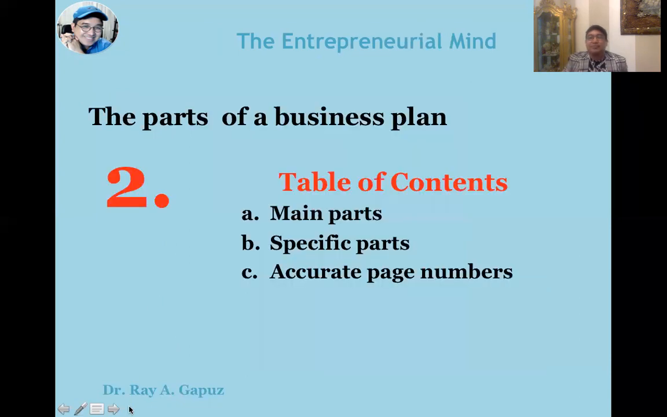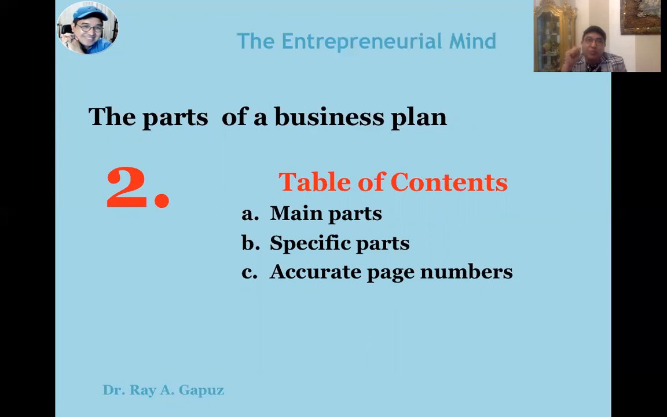Okay. Now, the second part of a business plan would be the table of contents. Make sure that you have demarcations for the main parts, specific parts, and accurate page numbers. There's no clear-cut rule as to whether you are supposed to use Roman numerals for the main parts or capital letters, for as long as you are consistent throughout the text.